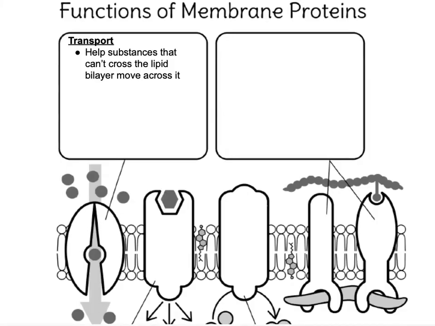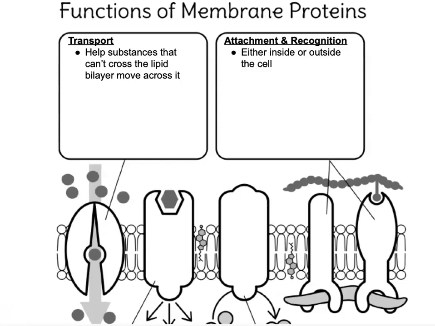The first function of membrane proteins is that of transport. Transport proteins are used to help substances that cannot cross the lipid bilayer move across the membrane. These substances cannot cross because they are charged, or they are too large, or it may be that they are both charged and too large. Transport proteins are used for facilitated transport and molecular active transport. Both facilitated and active transport will be discussed in another video dealing with passive and active transport.